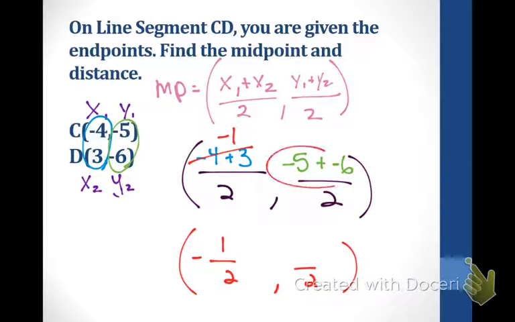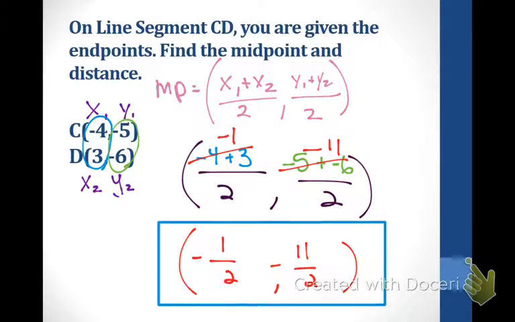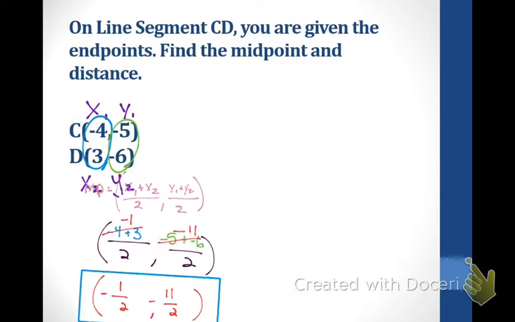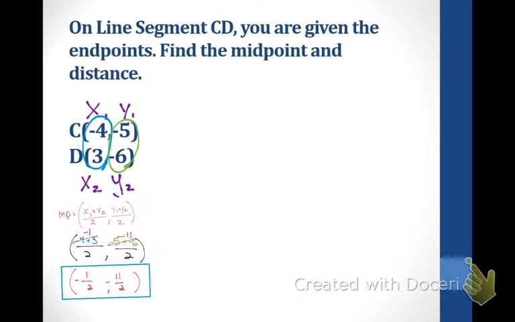All right, and then what's -5 minus 6? -11. Can that be reduced? No, so do I want your answer to look like a fraction or a decimal? Fraction. So boom, that's your answer to find the midpoint. Questions on that one? Okay, I'm going to shrink it, and then we're going to find the distance.